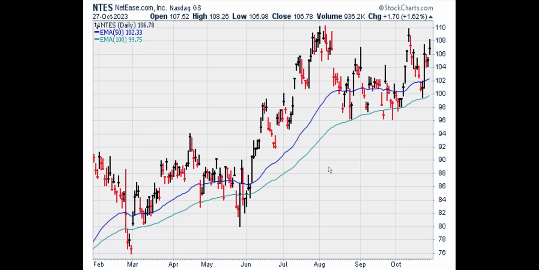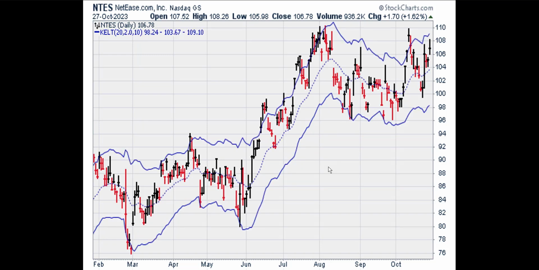Now we're going to look at the daily chart. A stock is in a bull trend on a daily basis if the 50-period or 50-day exponential moving average is above the 100-day exponential moving average. The blue line is the 50-day EMA line, and the green line is the 100-day EMA line. The blue line has been above the green line since the chart started, so the daily trend in NTES is up.